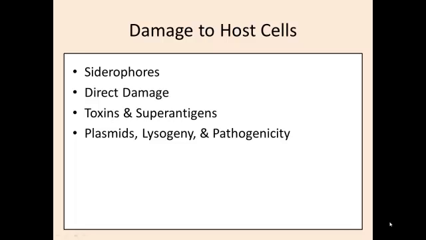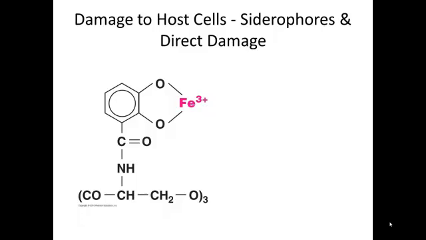Now let's move on to damage caused to the host cells. We're going to talk about siderophores, direct damage, toxins and superantigens, plasmids, lysogeny, and pathogenicity. So siderophores are proteins that carry iron. When you're thinking about that with humans, you usually think of hemoglobin. Hemoglobin does carry iron, but we're usually thinking about this in regards to how you get the iron to the bone marrow where red blood cells are being produced, where you're making the hemoglobin.